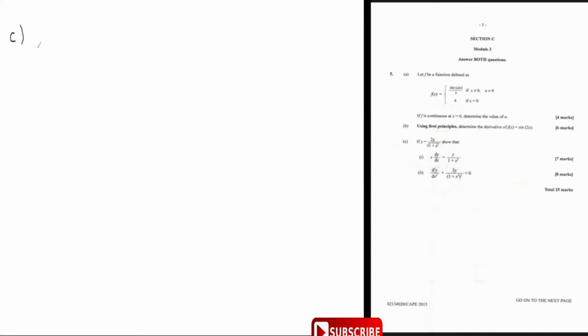Right, so part C, as it is saying, it says that y is equal to 2x over the square root of 1 plus x squared. Now this question, I am going to use implicit differentiation to do this. Anytime I see square root, implicit comes to my mind. Anytime I see square root, honestly.